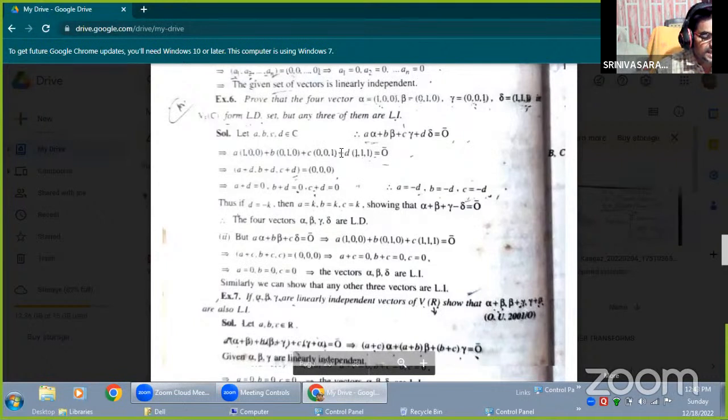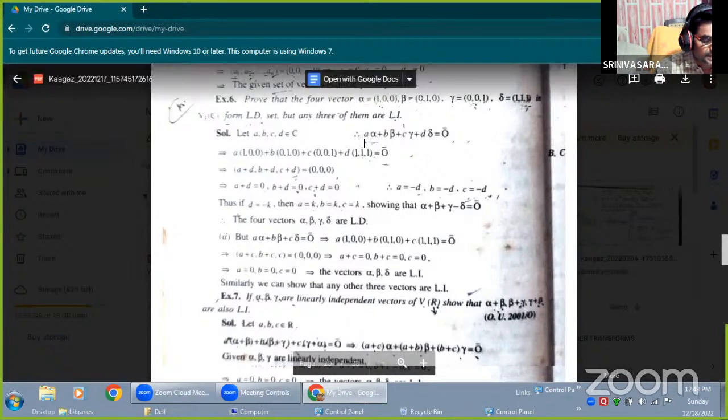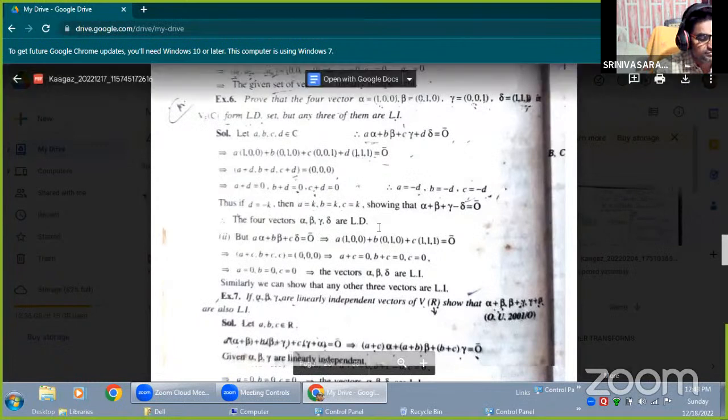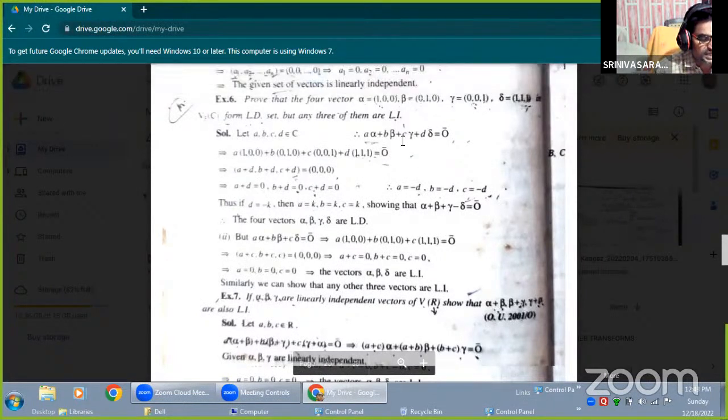According to the first coordinate, A plus D equal to 0. According to the second coordinate, B plus D equal to 0, and the third coordinate, C plus D equal to 0. These are three equations. A plus D equal to 0 means A equal to minus D, and B equal to minus D, C equal to minus D. Suppose D equal to minus K. Then A equal to K, B equal to K, C equal to K.